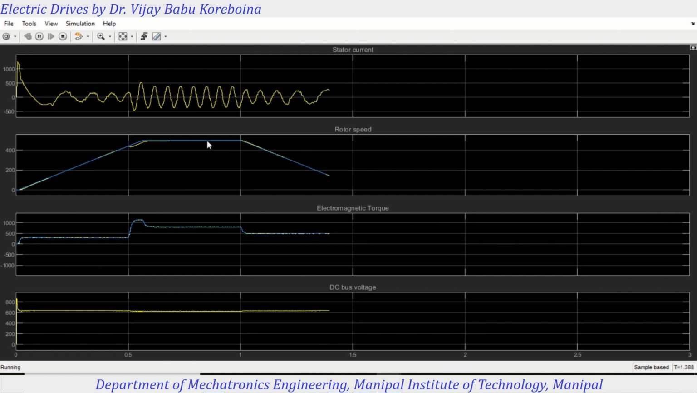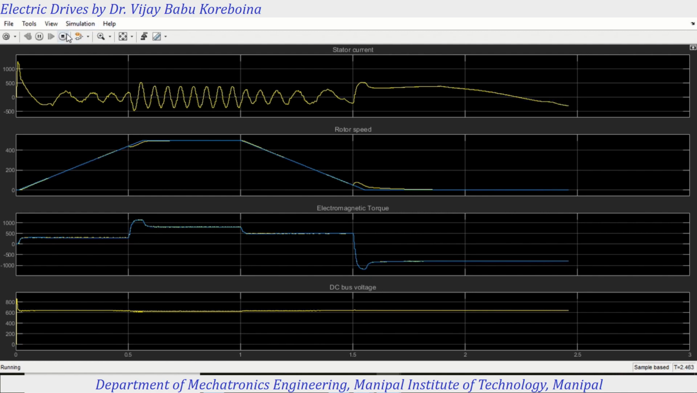You can find your transient. Whenever there is a change, a slight disturbance happens. However, we are getting the torque control as well as speed control. The inner loop is also controlled very well.